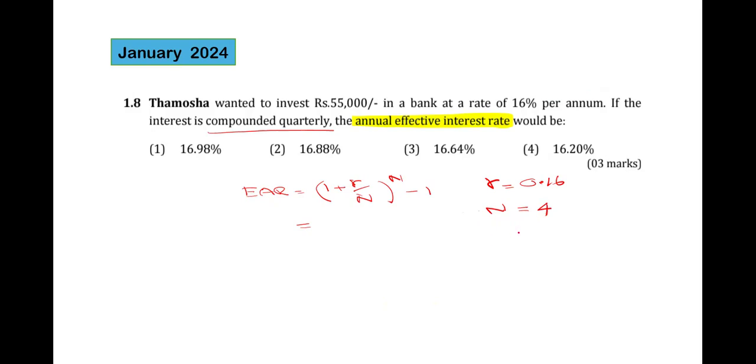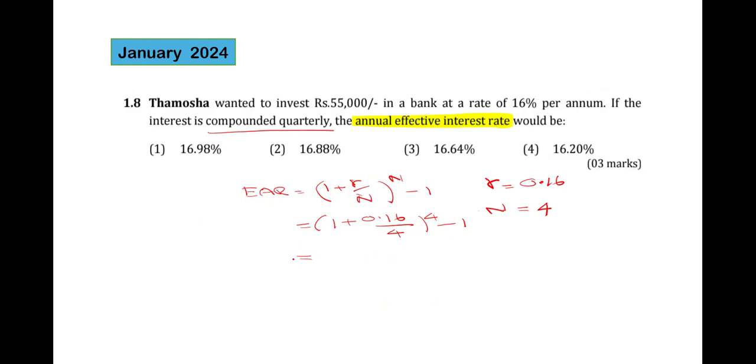N means that. Right. Then we can apply (1 plus 0.16 divided by 4) to the power 4 minus 1. Now you can get the answer directly. Do not simplify part by part; you can get the answer correctly. Open bracket 1 plus 0.16 divided by 4, close the bracket, then power 4. After that, subtract 1.